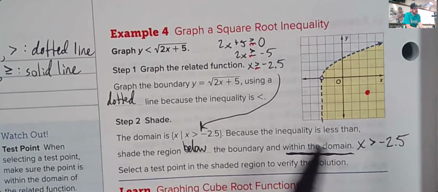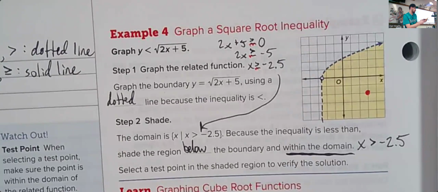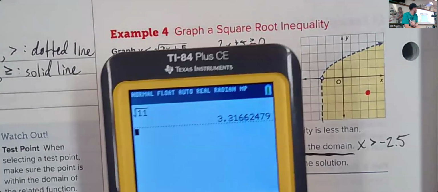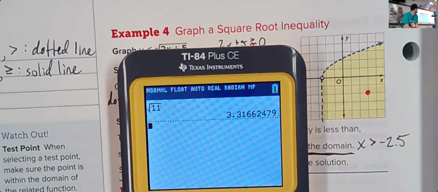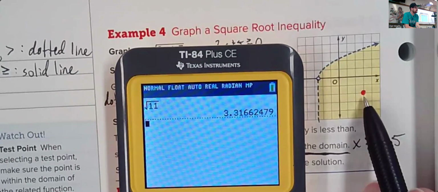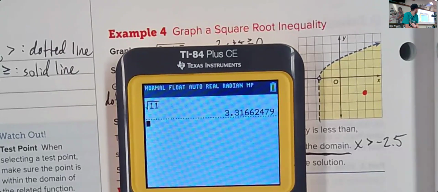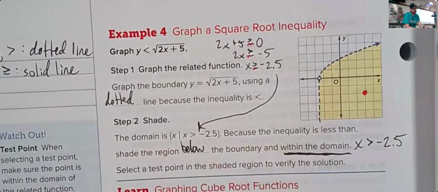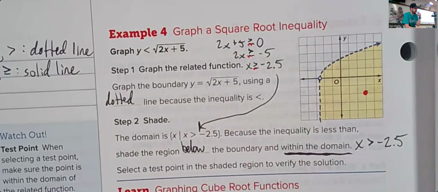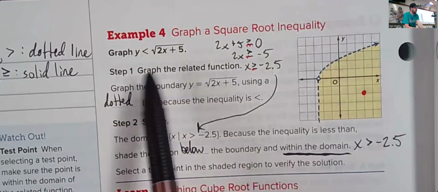So if you plug in 3 for x, 2 times 3 is 6. 6 plus 5 is 11. The square root of 11 is 3.3. So if you think about it, the y value here is negative 2, isn't it? Is negative 2 less than 3.3? Yeah, so it works. So that test point works just fine, which means that this has been graphed the way it needs to be graphed. If we chose any point out here, those would not work with that inequality.